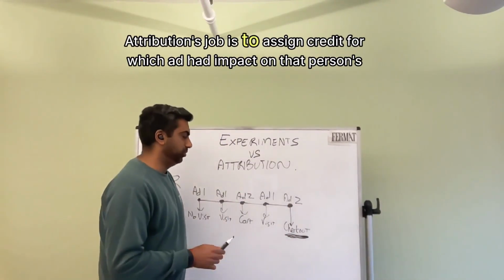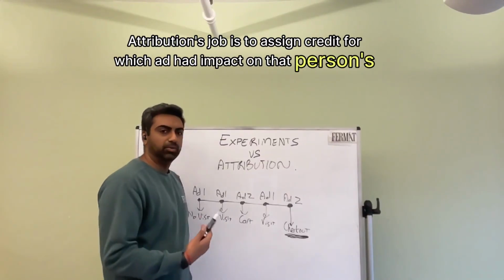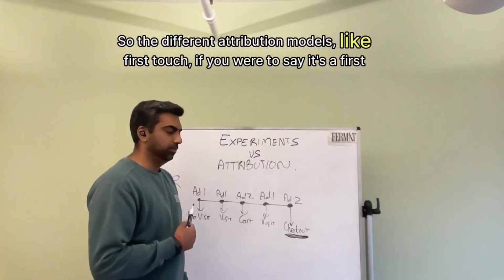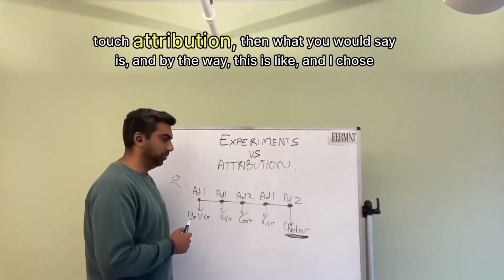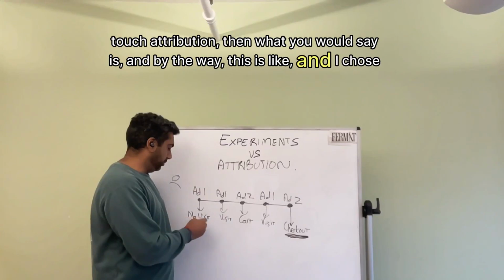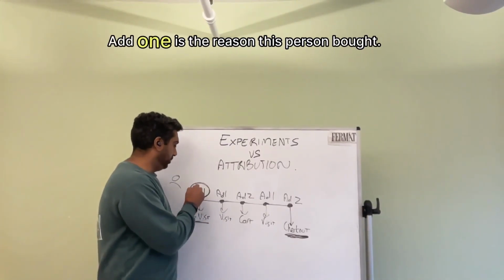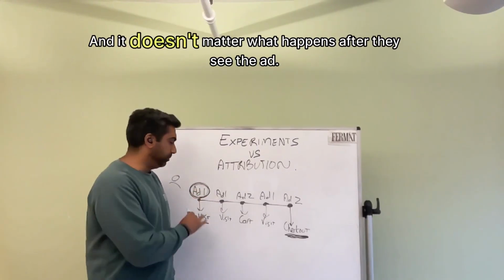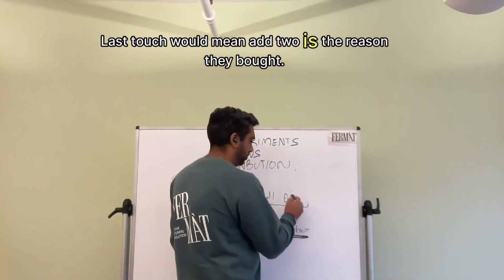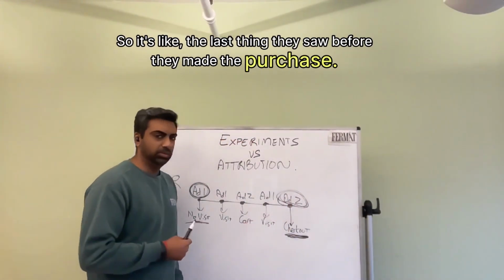Attribution's job is to assign credit for which ad had impact on that person's purchase, right? So the different attribution models, like first touch: I chose this example purposely, but first touch would mean ad one is the reason this person bought, and it doesn't matter what happens after they see the ad. Last touch would mean ad two is the reason they bought, right? So it's like, hey, the last thing they saw before they made the purchase.